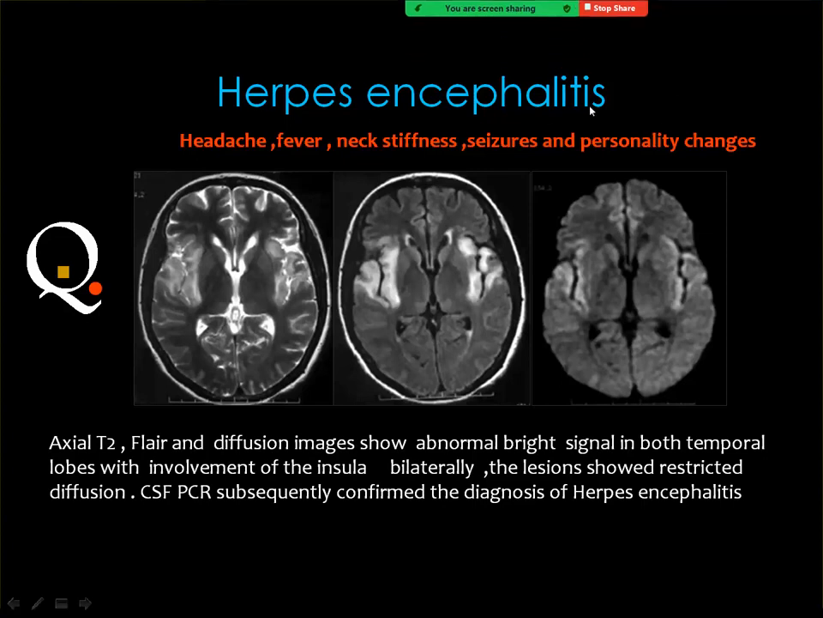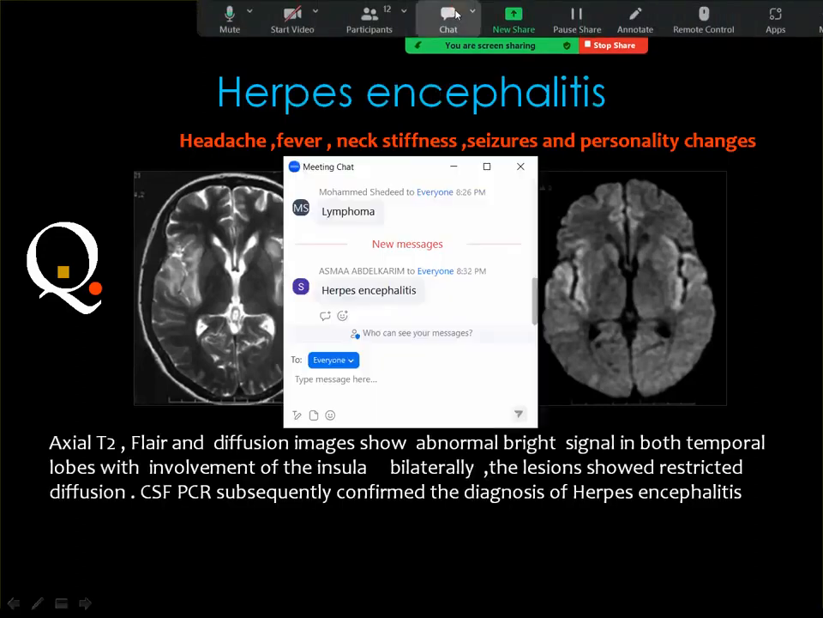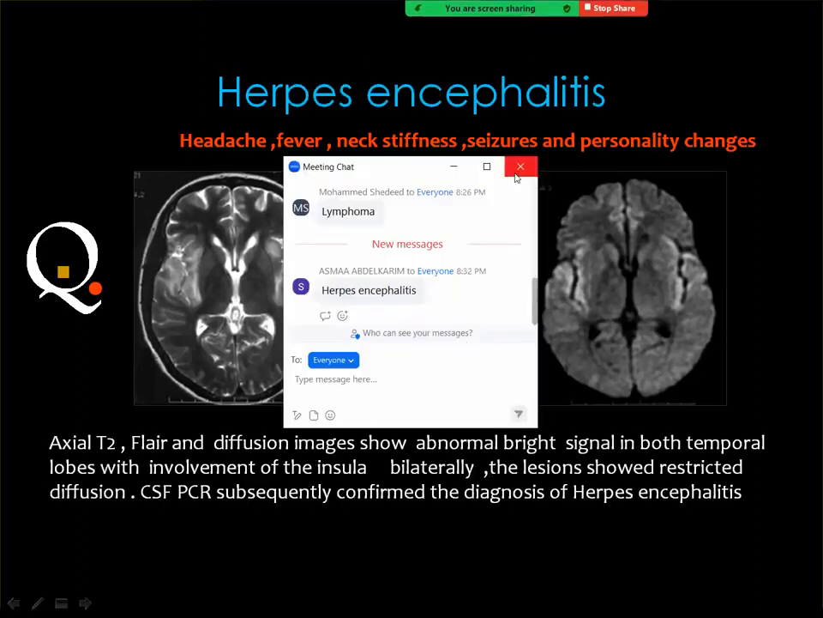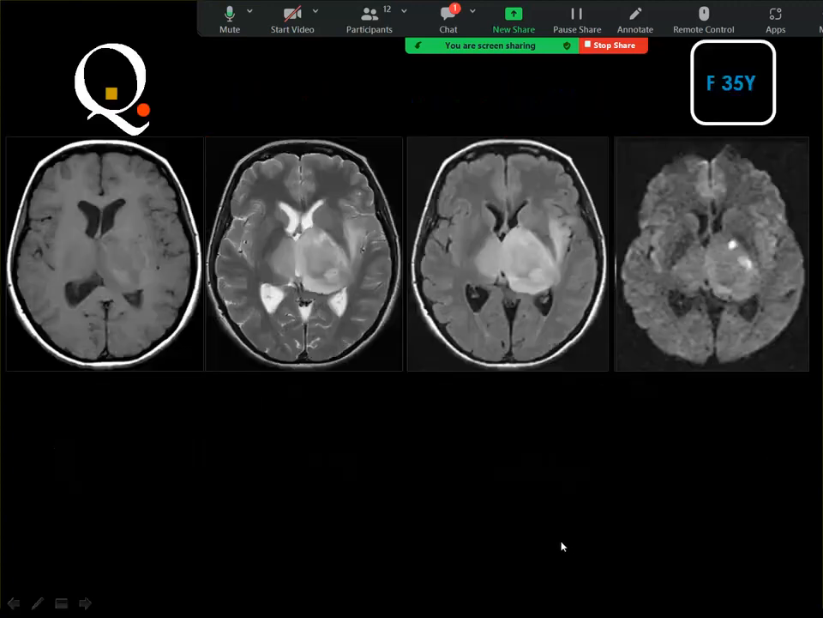Yes, and this is, as you can see, a case of herpes encephalitis, and the answer is right, where you got bilateral, almost symmetrical lesions in the temporal lobes around the sylvian fissures, and these lesions are bright in the T2 and the FLAIR images with some diffusion restriction. The diffusion weighted images may also show some other lesions in the frontal and maybe the parietal areas.